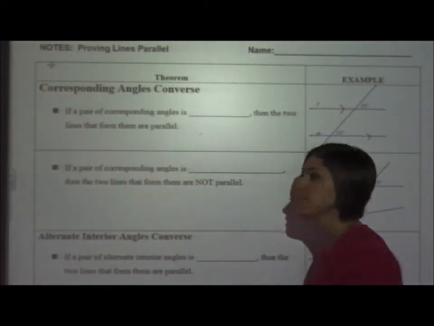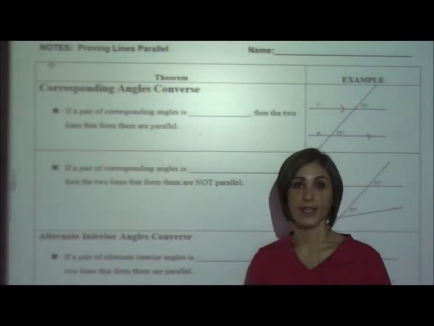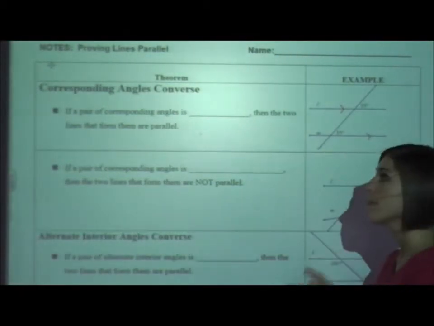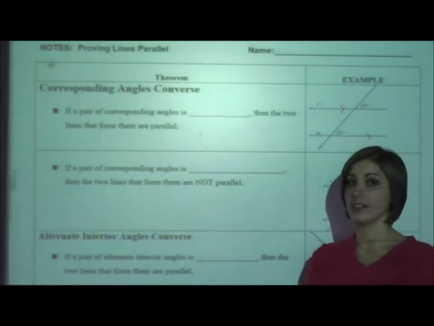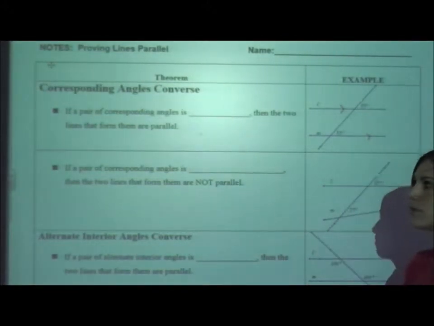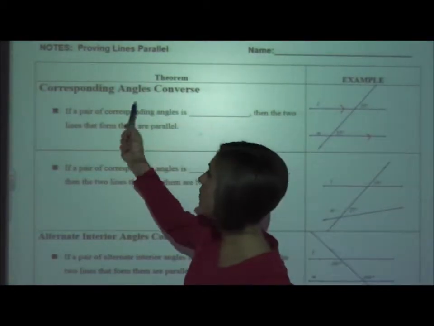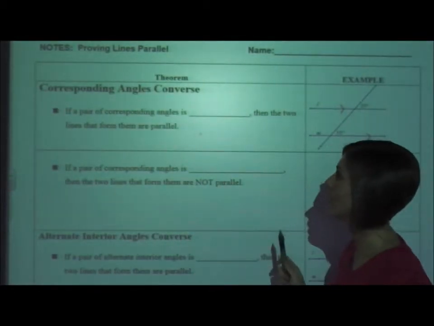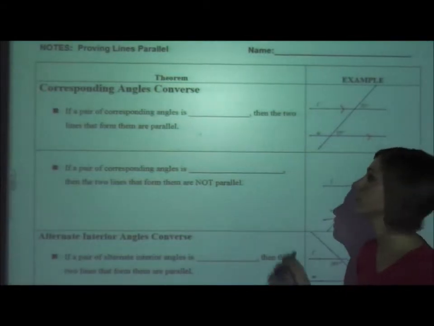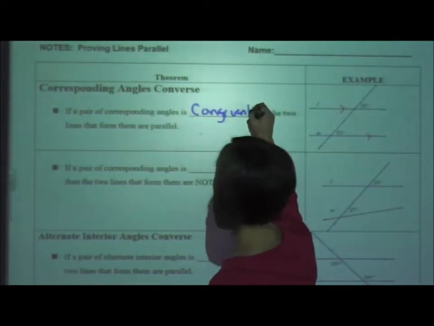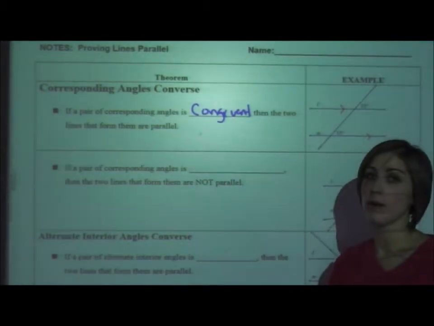Okay, this lesson is going to seem almost identical to the last lesson on parallel lines and their angle relationships. This is actually all going to be the converse of what we just did last lesson. So for example, the corresponding angle converse says that if a pair of corresponding angles is congruent, then the two lines that form them are parallel.